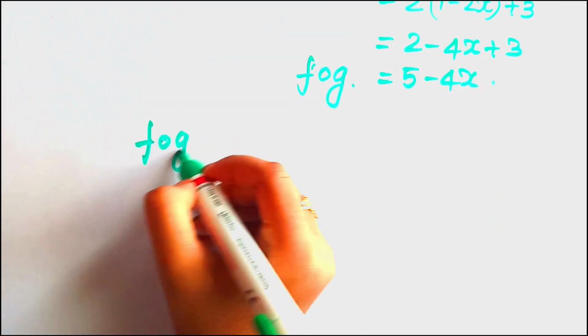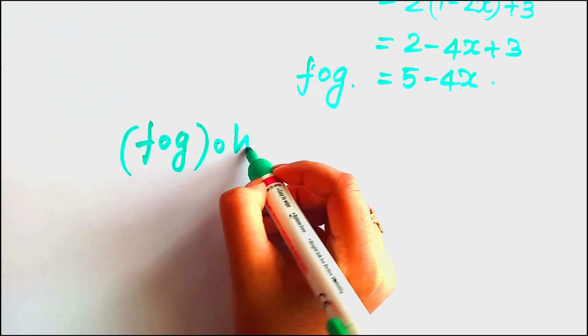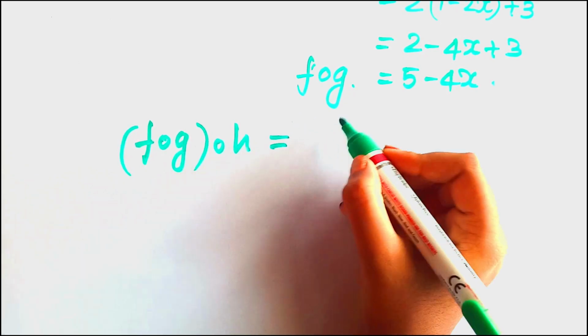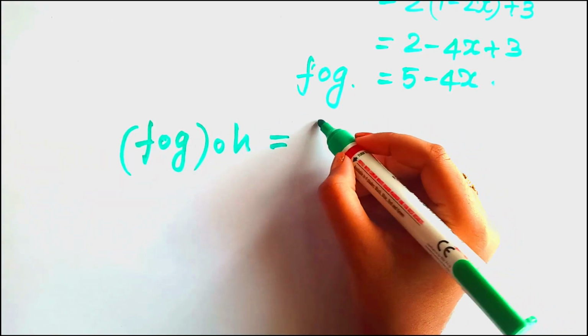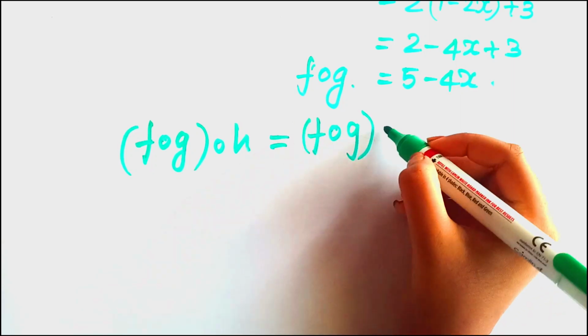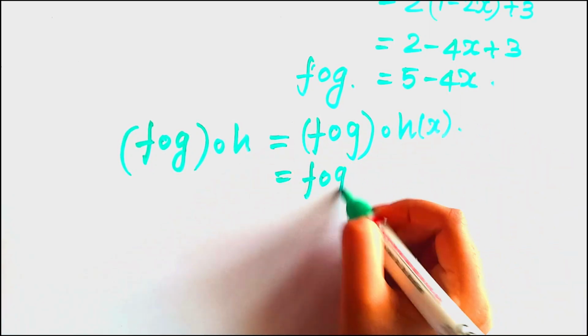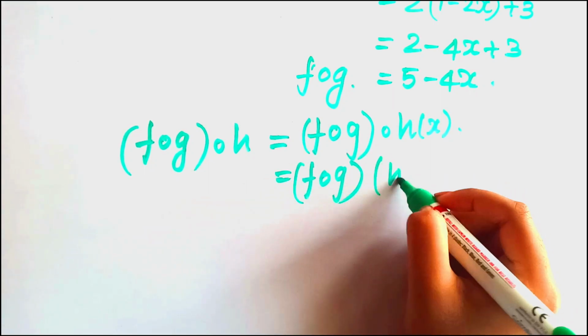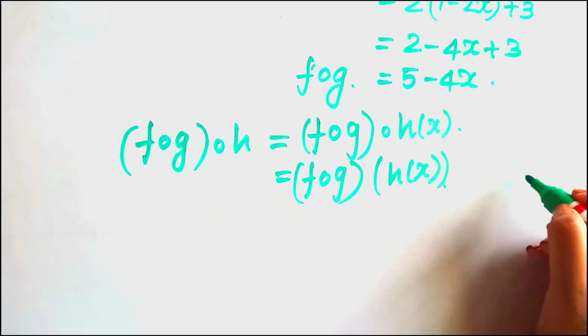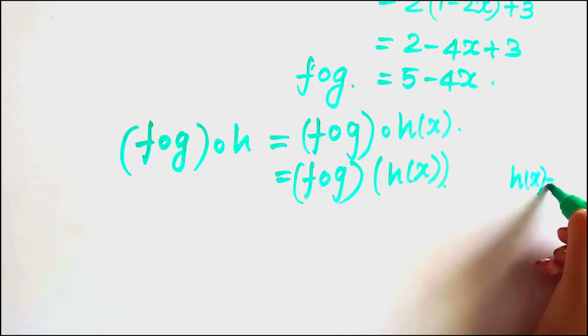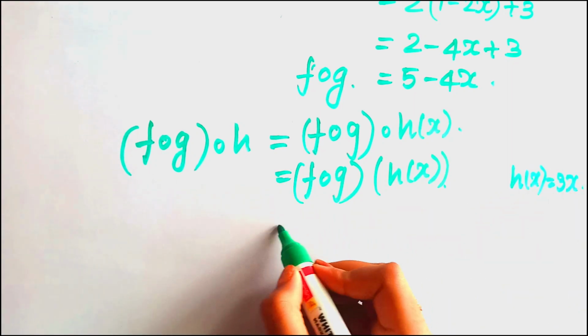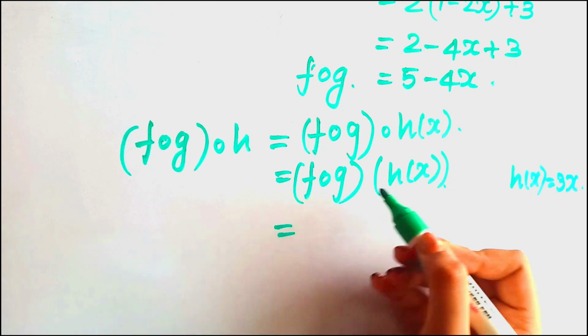Now (f∘g∘h) is equal to, by definition, we can write it as (f∘g∘h)(x), and again by the definition we can write it as f∘g of h(x). In our question, h(x) is equal to 3x. So here you see f∘g of h(x).